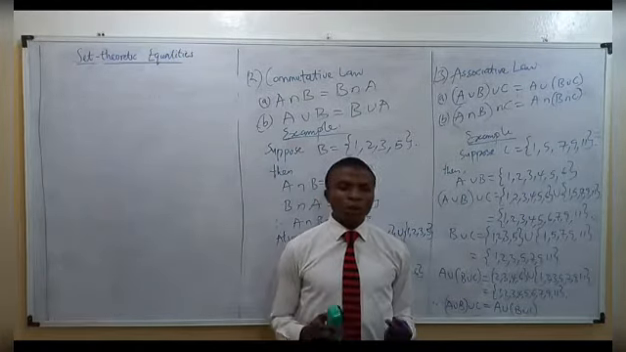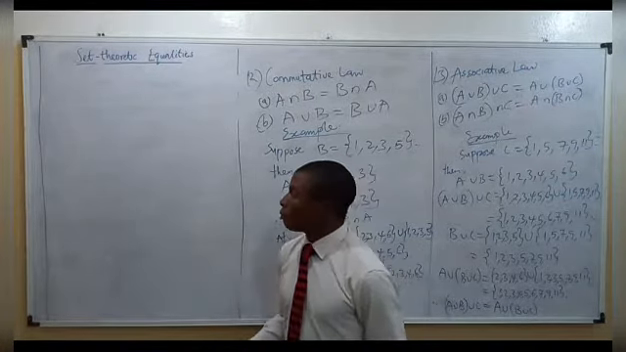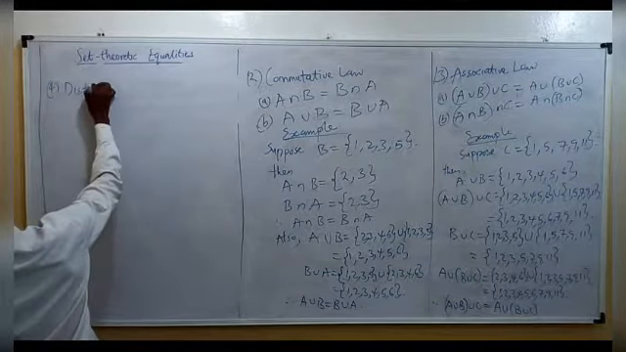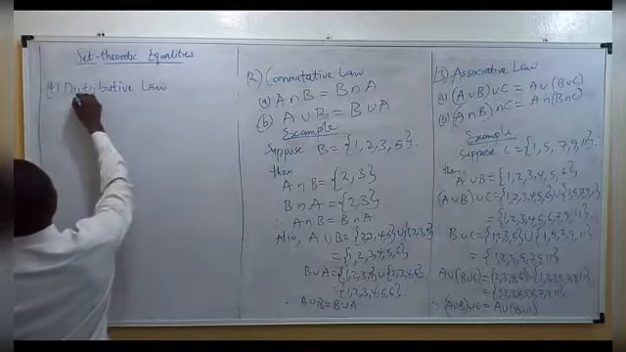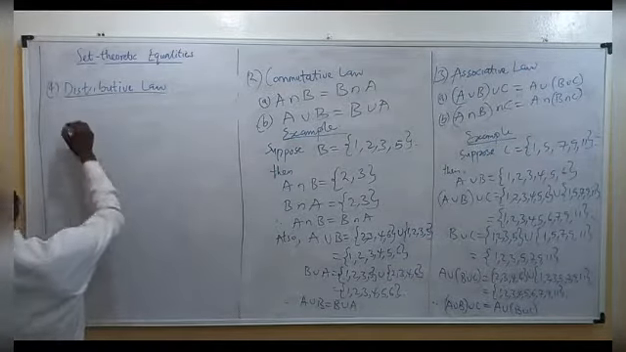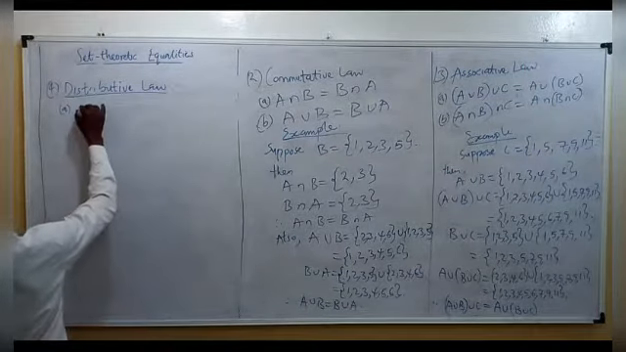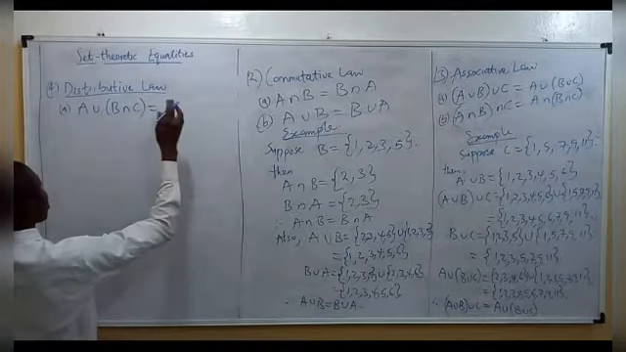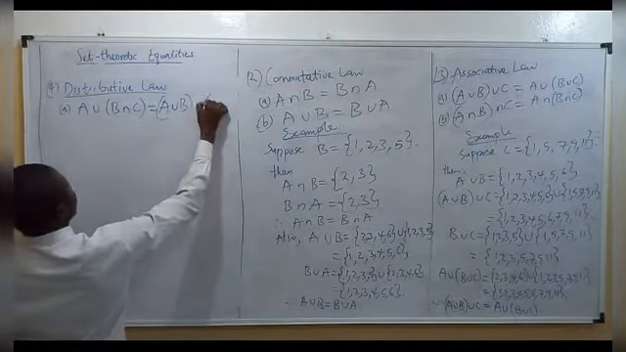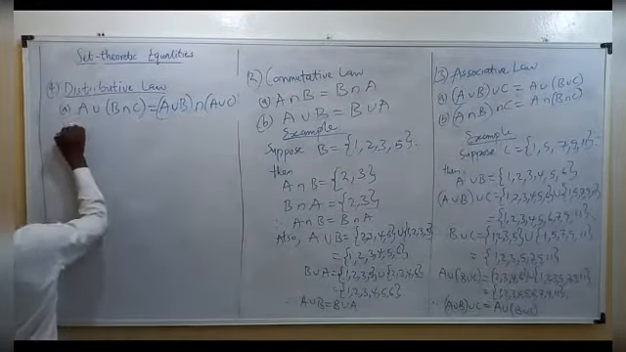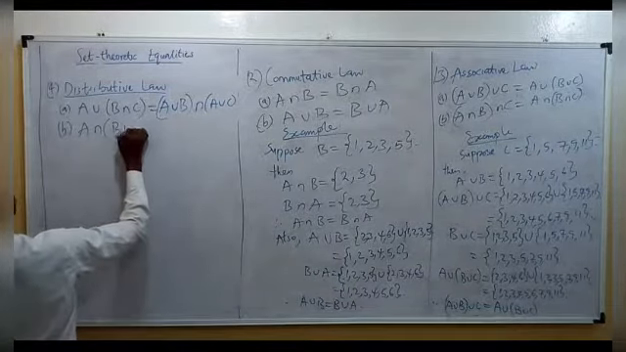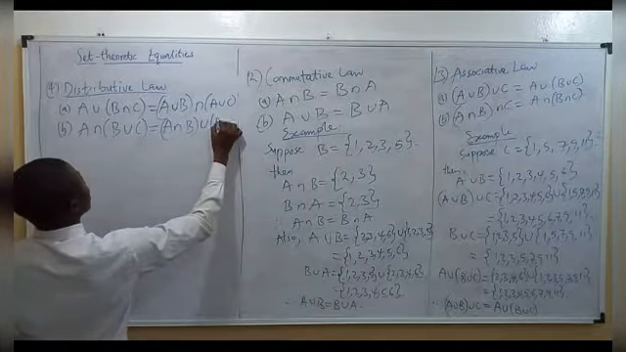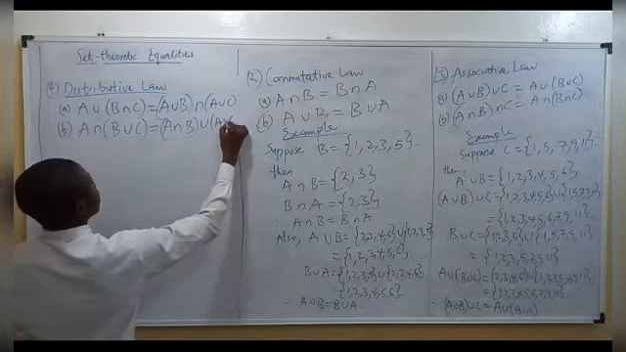Now I want to go to the distributive law. We are still dealing with sets A, B, and C. Distributive law is the fourth one. It says suppose we have A union B intersection C, it is equal to A union B intersection A union C. Or you have A intersection B union C, it is equal to A intersection B union A intersection C.